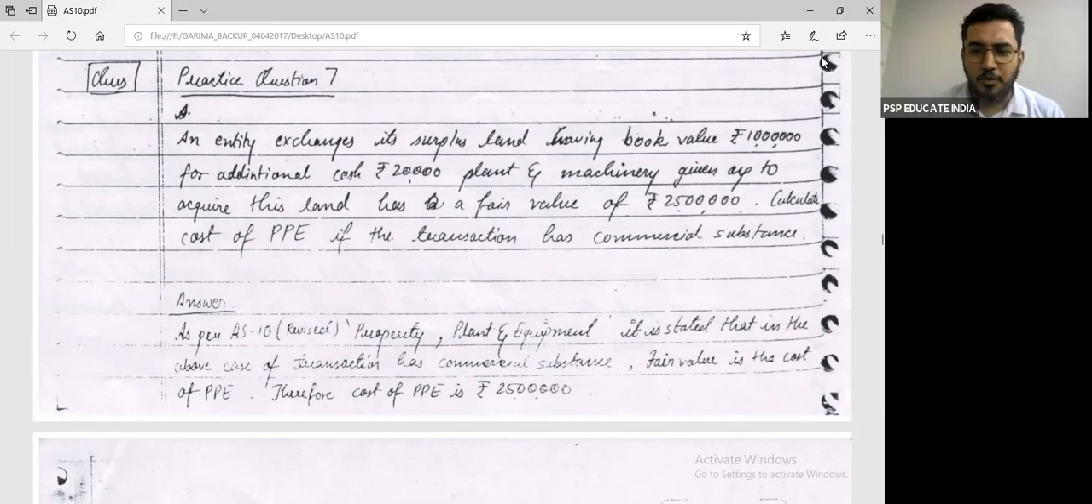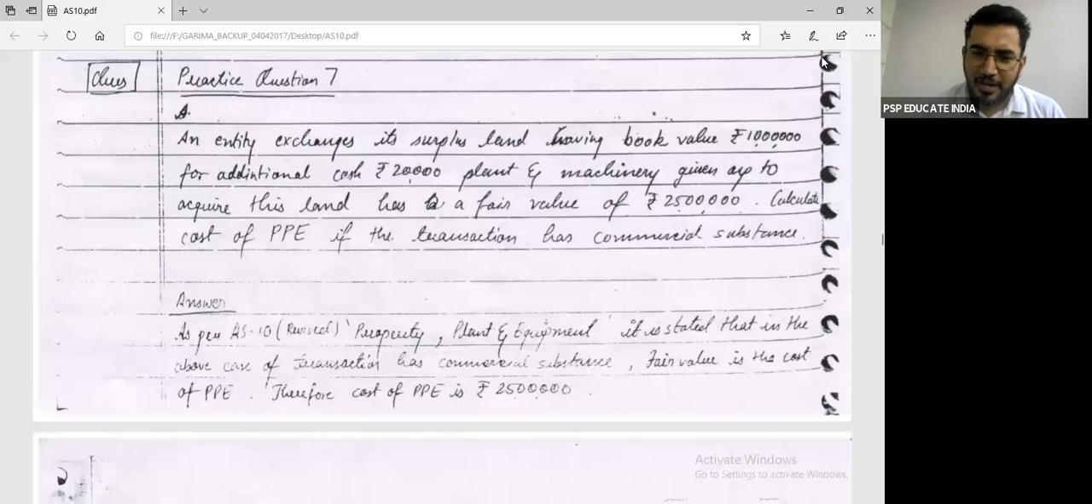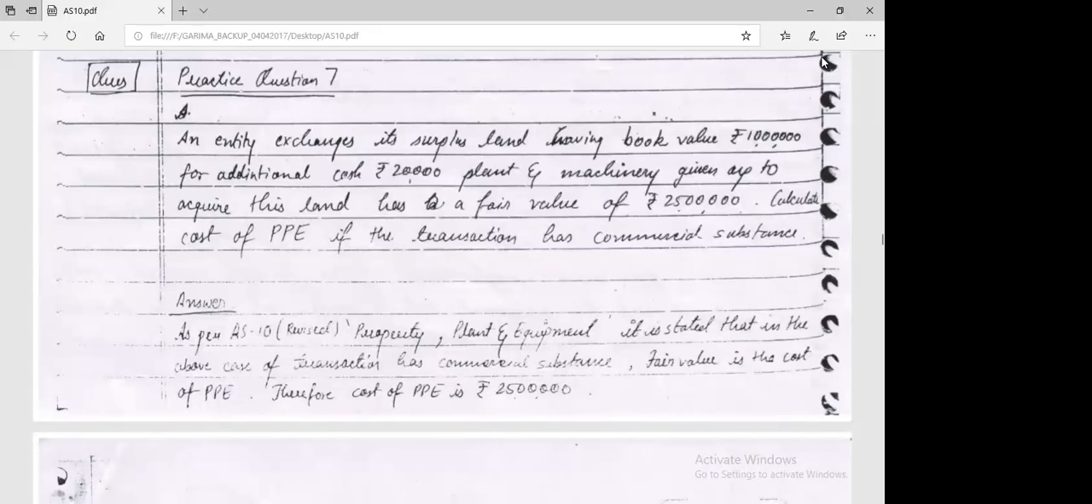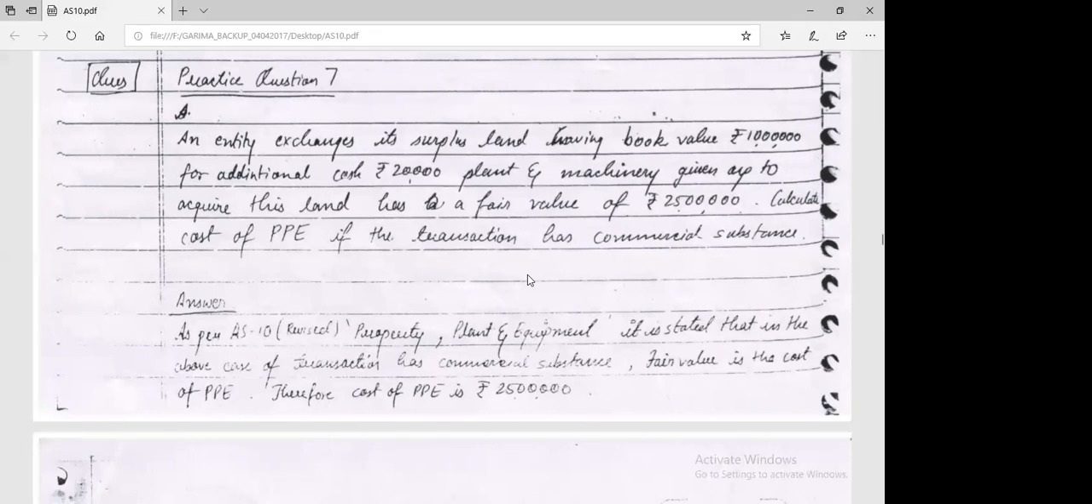Okay, so you will take the fair value of which asset, land or plant and machinery? Plant and machinery. Okay, so tell me, what will be the cost of PP in this question? 25 lakhs, which is the fair value of plant and machinery. Okay, perfect. See what they have given. As per AS-10, property, plant and equipment, it is stated that in the above case, transaction has commercial substance, so the fair value of the asset given up is the cost of PPE. Therefore, the cost of PPE will be 25 lakhs. Right, okay. Thank you so much, Shifa. Thank you, sir.